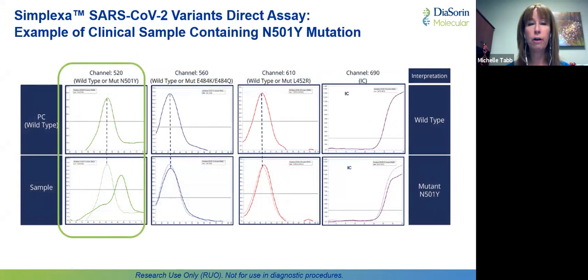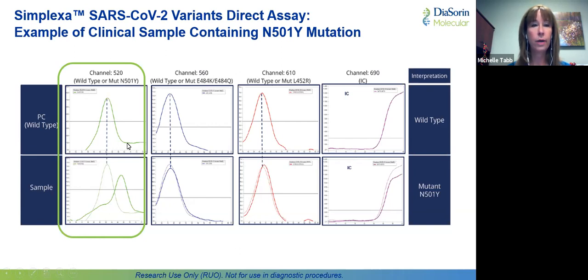So here's our first picture of what this assay looks like when you're running a specimen. This is a clinical specimen containing an N501Y mutation. And so at the top of the slide, just to orient us, we have the positive control, so the wild type virus, so to speak. And if you look at that melting curve analysis at the top, you can see the peaks for each of the channels, 520, 560, and 610.